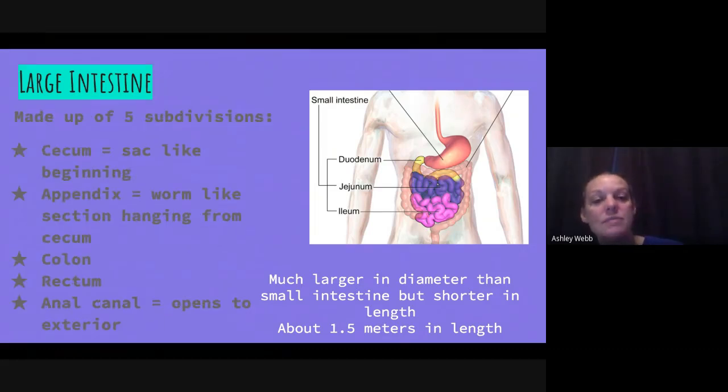The large intestine is made up of 5 subdivisions. We have the cecum, which is just like a little sac at the beginning. We have the appendix, which is a little worm-like, finger-like section that hangs off the cecum. Then the colon, the rectum, and then the anal canal. And the anal canal is what opens to the exterior.